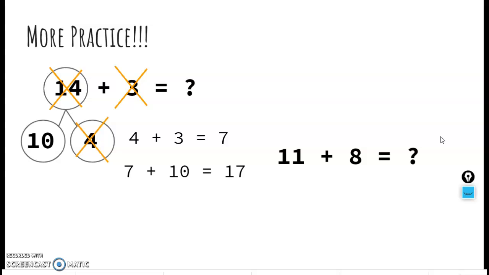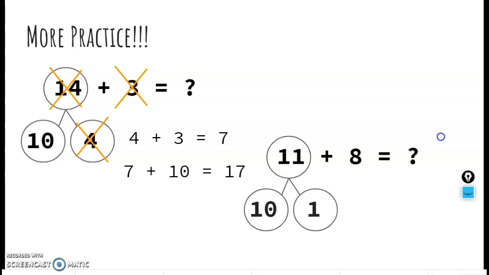One more example on this page. 11 plus 8. Step number 1, break up the teen number. So I'm going to break up 11 into 10 and 1. Then I cross off the 11 because I've already used it.